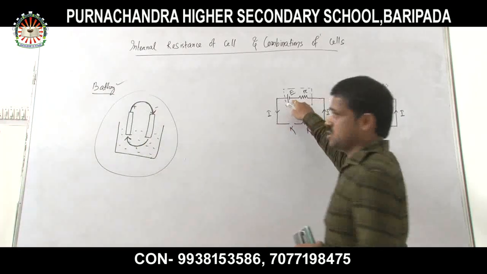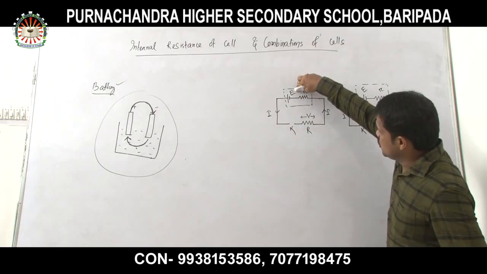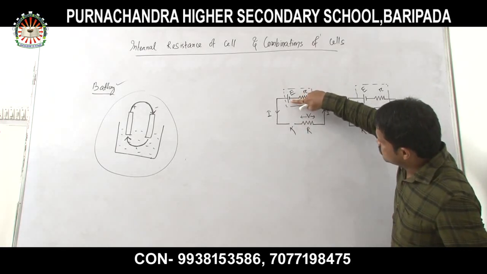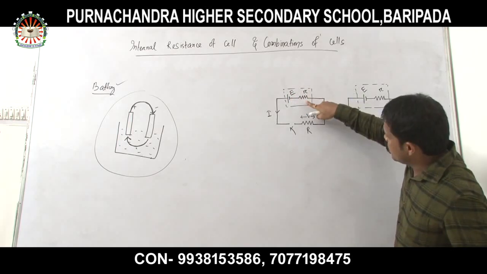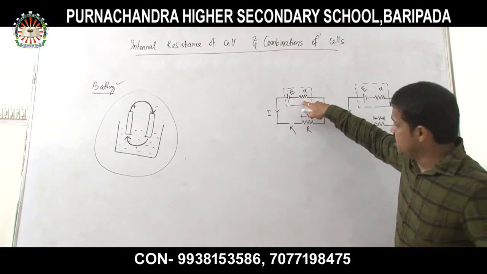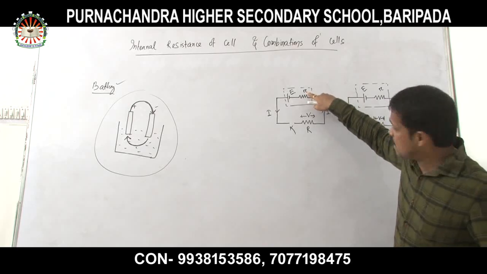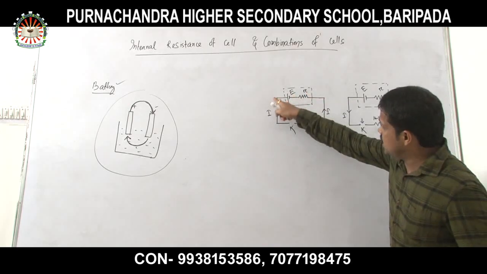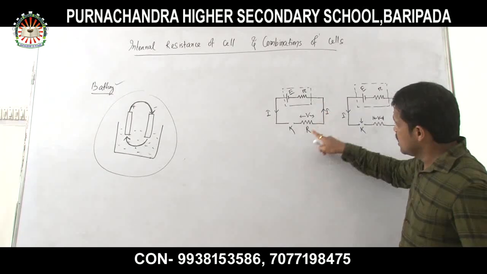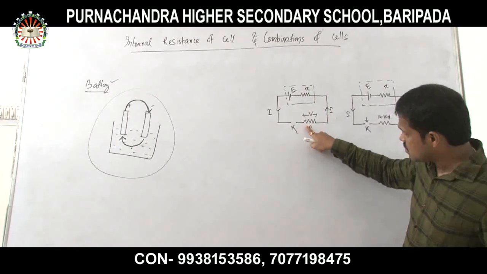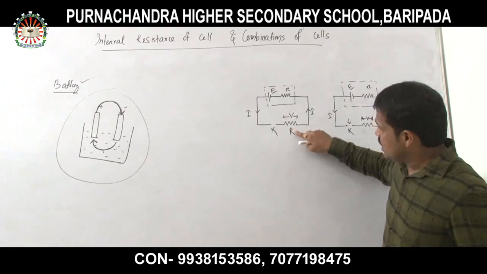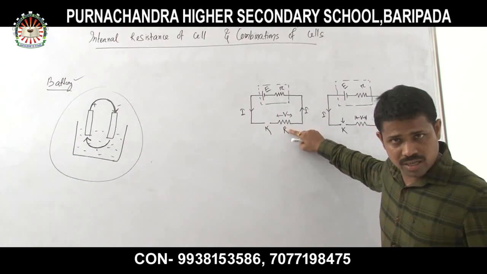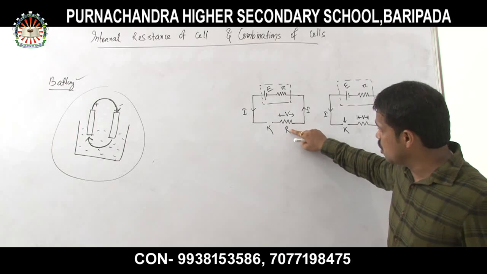Okay, so now moving towards the figure. This is your cell, having an EMF E and an internal resistance r. Internal resistance is generally denoted as small r. Clear? Now this cell is connected to a key or a switch and an external resistance. Clear all of you?